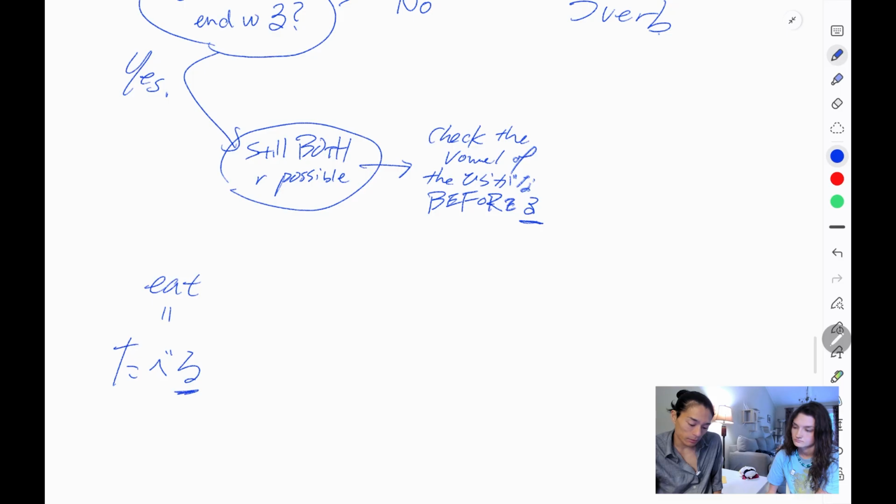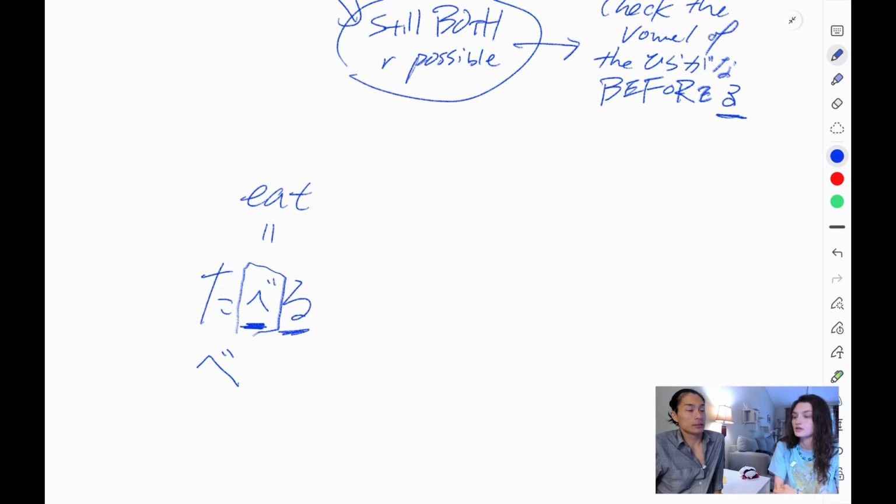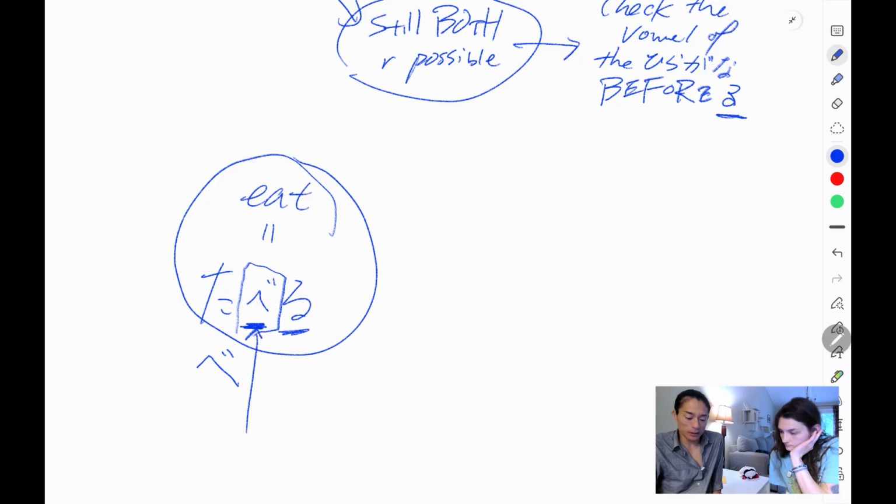What's the vowel of the hiragana before ru? This one, the second one, be. Taberu, that's eat. Which vowel is it using? Be uses the E vowel.